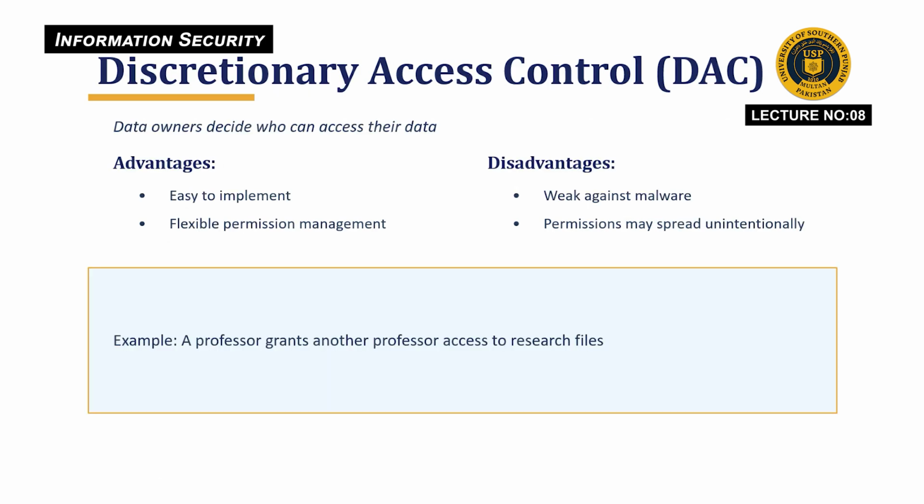Now we discuss access control models. The first one is DAC. In DAC, the owner of data decides who can access it. For example, a researcher shares a research file with another researcher, or a professor grants another professor access to a research file. The advantage of DAC is that it is easy to implement and flexible, and the disadvantage is that DAC has weaknesses. Permissions may spread unintentionally. Also, malware can misuse user permissions.